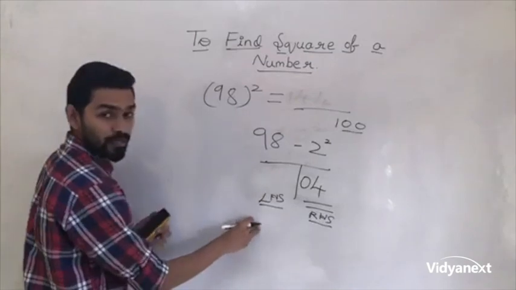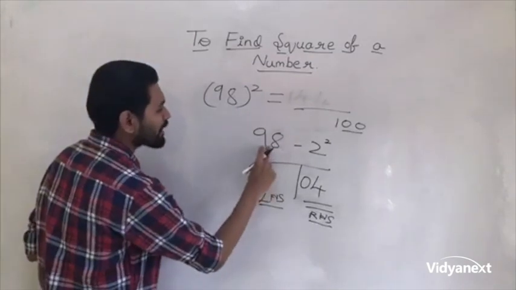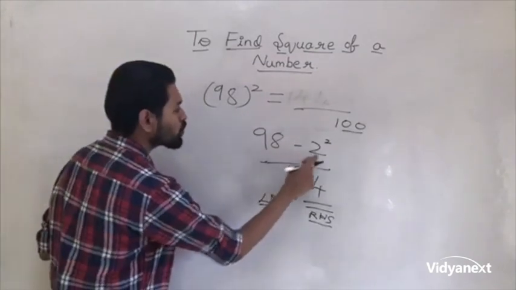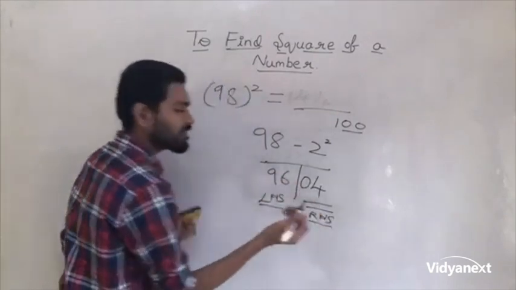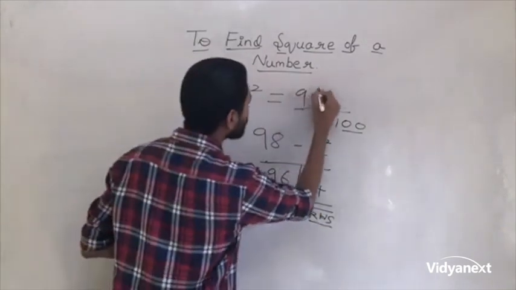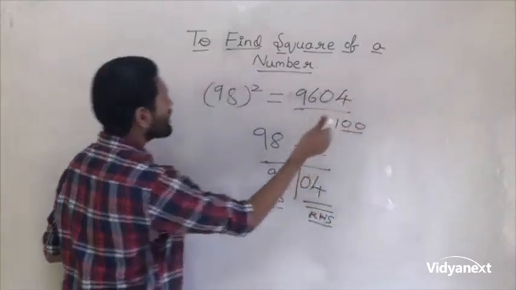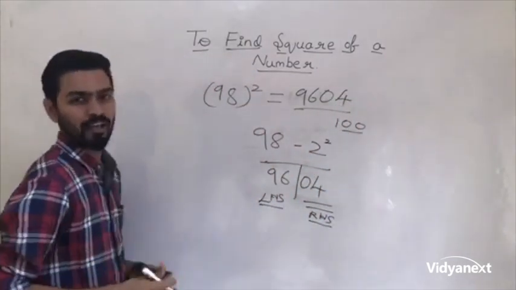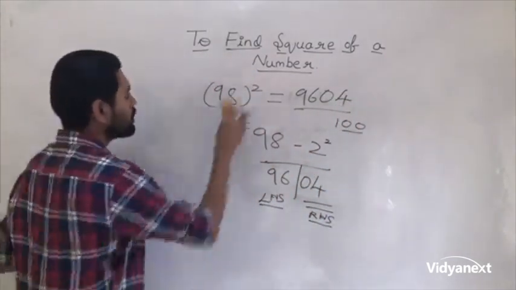Now this is the RHS whose value is 04. To find the LHS part, what you have to do is just subtract 2 from 98. 98 minus 2 is 96. That's it. 9604 is the square value of 98. Let us take one more example.